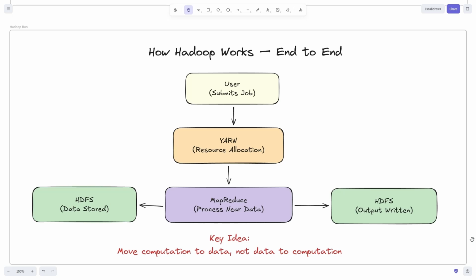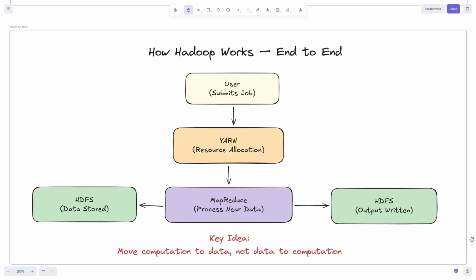The application master negotiates resources with the resource manager. These resources are allocated in the form of containers. Each container has a specific amount of CPU and memory. Tasks run inside these containers on a worker node.